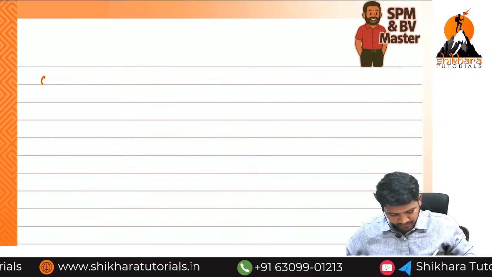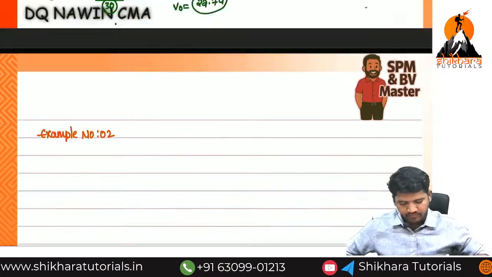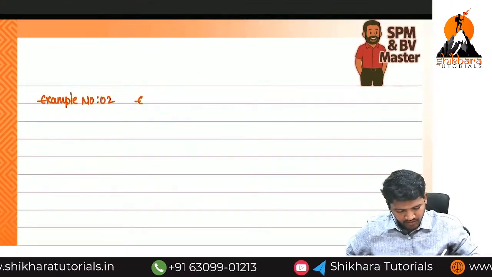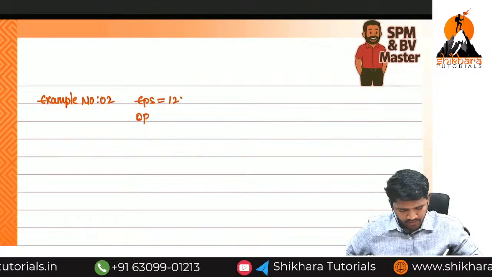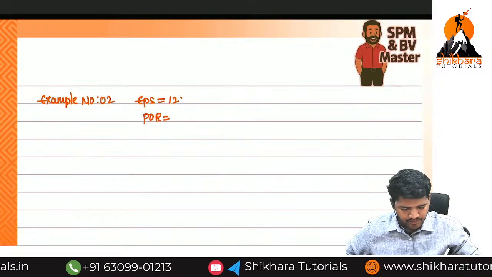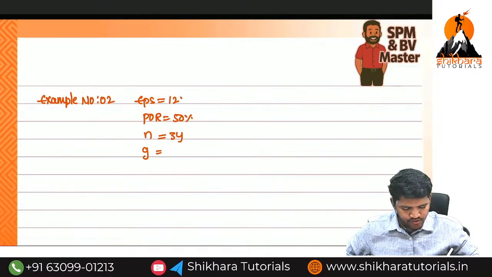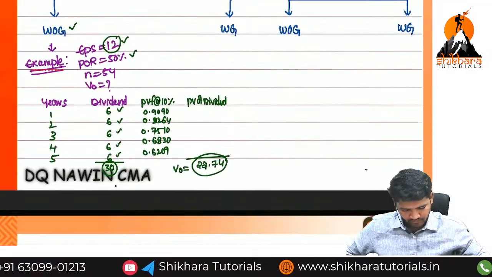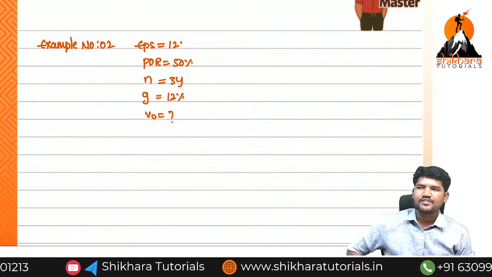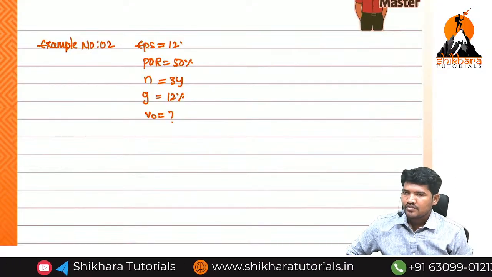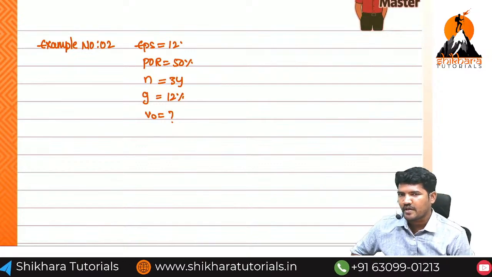Example number 2. EPS 12 rupees. Dividend payout ratio or payout ratio, you go with the full forms, 50%. N equals 3 years. G equals 12%. Now please find out V0. Which model is it? Gordon's, forecasted with growth model. That much clarity you have to maintain.